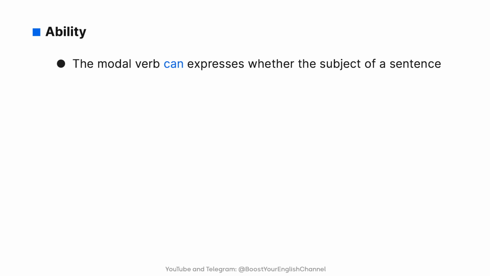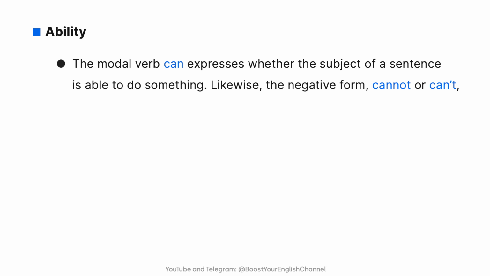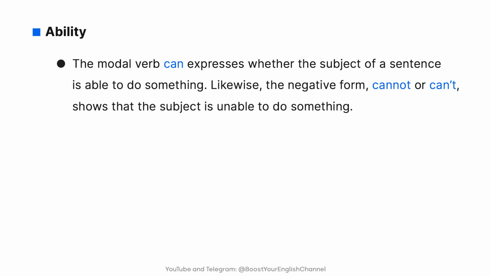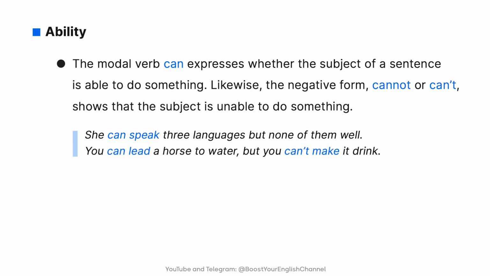Ability. The modal verb can expresses whether the subject of a sentence is able to do something. Likewise, the negative form, cannot or can't, shows that the subject is unable to do something. She can speak 3 languages, but none of them well. You can lead a horse to water, but you can't make it drink.